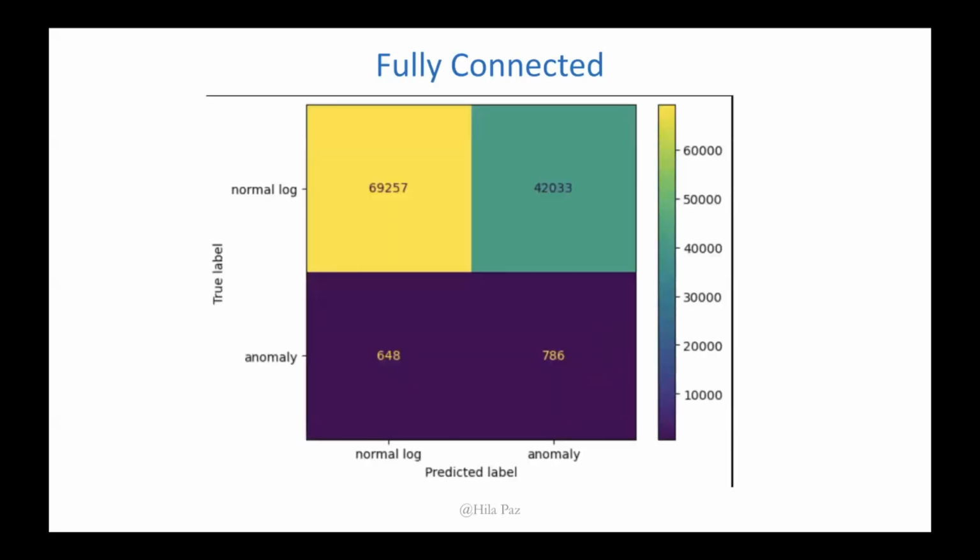So after 50 epochs of training, with a binary cross entropy loss and weights to correspond to the class imbalance, the network classified about 63% of the normal logs as such and misclassified 37% of them as anomalous.